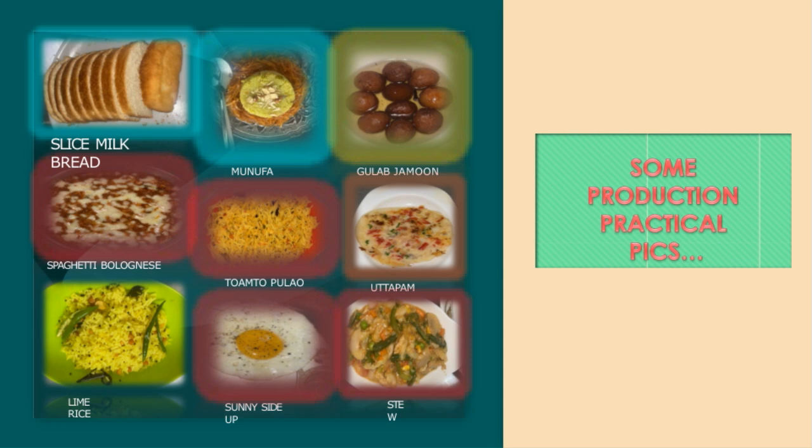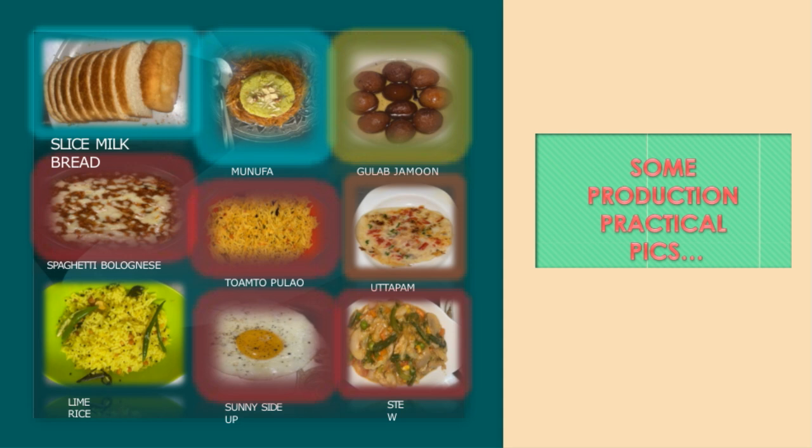flavorful experience. Moving on, sunny side-up eggs are a simple yet classic breakfast choice, with the yolk beautifully runny and perfect for dipping. Lime rice adds a tangy twist to plain rice, combining citrus and spices for a refreshing taste. Gulab jamuns are sweet, deep-fried balls soaked in rose-scented syrup, a favorite dessert in Indian cuisine. Manufa, another sweet treat, features a layered, flaky texture that's both crispy and indulgent.